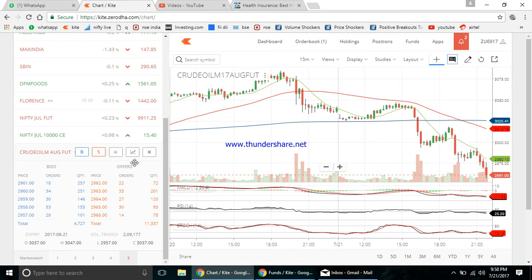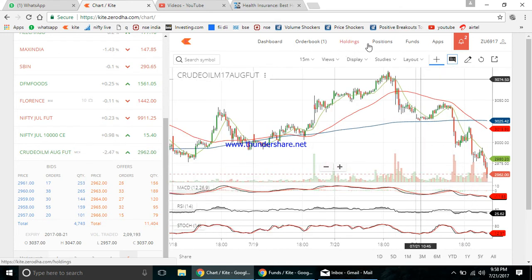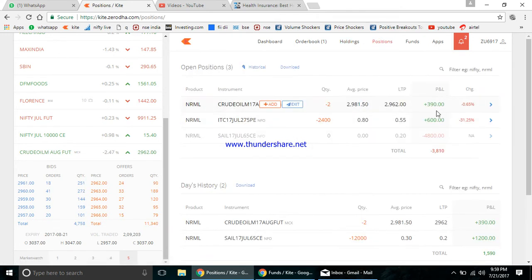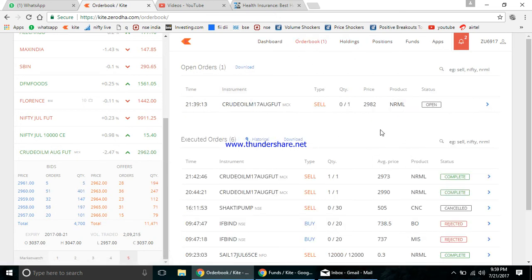Only a small amount of money is required, 4,100 to trade approximately one lot, and good profits. As you can see, right now I am sitting at 390 rupees of profit in this particular trade. You divide it into two lots, so that is approximately 190 rupees.